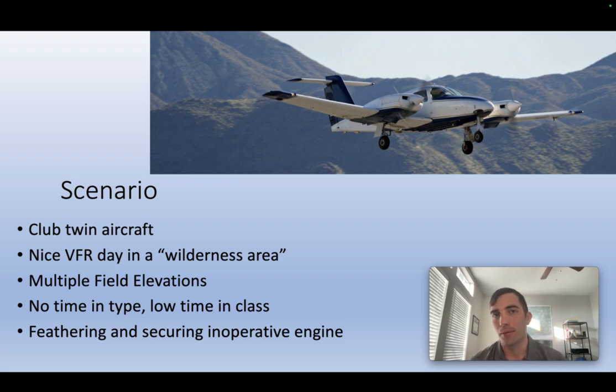So for today, and we'll see when we look at our route planning here, there are going to be multiple field elevations we're going to be going to. And so we're just going to talk about how we're going to mitigate and consider those different field elevations as we fly our multi-engine twin. We have no time in this type, and we're also a low-time multi-engine pilot as well. So we're going to be considering how to fly with a single engine in this environment and how to properly respond to an engine failure.